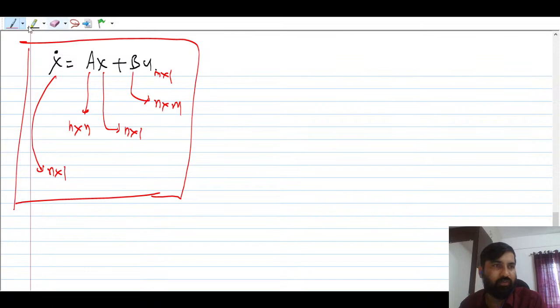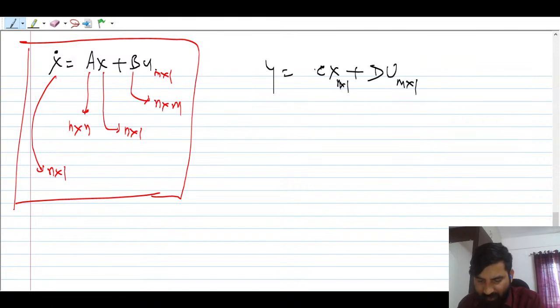Now let us talk about the output equation, that is y. So what is y? y equals Cx plus Du. The u is m cross 1, and x is n cross 1. So what is this C matrix? C is going to be p cross n. And this D is p cross m.